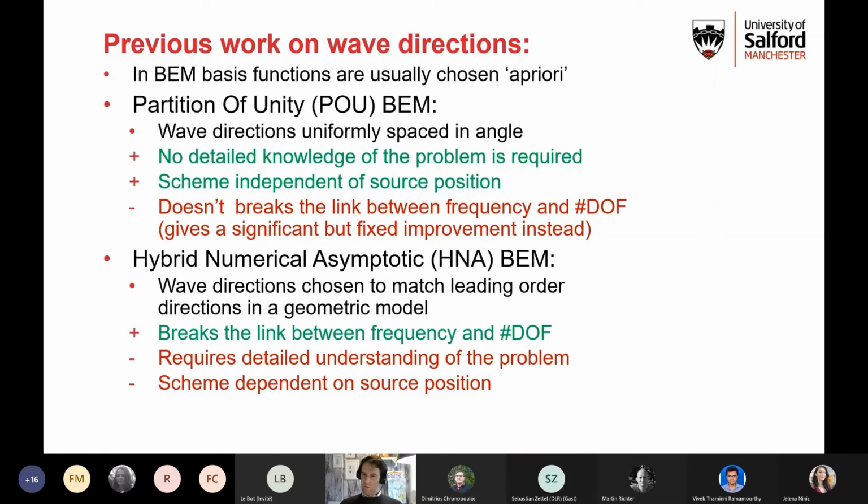Alternatively, you can do what's called hybrid numerical asymptotic BEM. And in this, the wave directions are chosen by hand to match the leading order directions in a geometrical model. And this breaks the link between frequency and required degrees of freedom. I mentioned the sphere problem a second ago. I'm going to show another example just now. But this requires detailed understanding of the problem by the person formulating the scheme, and the scheme is dependent on the type of obstacle and on the source position. So let's just see a quick example of that.